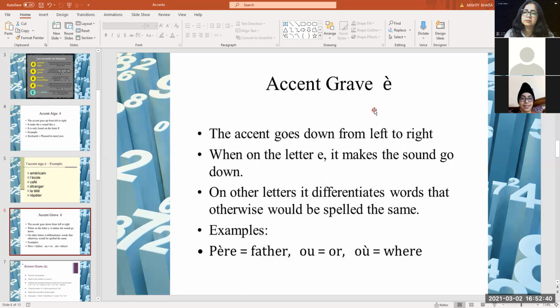The accent goes down from left to right. When on the letter E, it makes the sound go down. On other letters, it differentiates words that otherwise would be spelled the same. Examples: père, father; où, where; et, and.